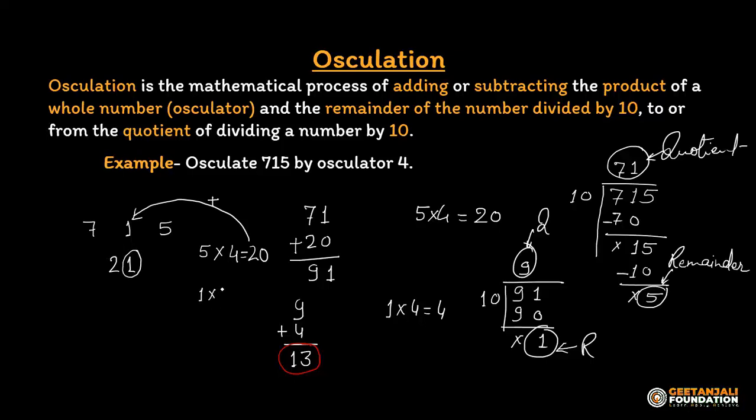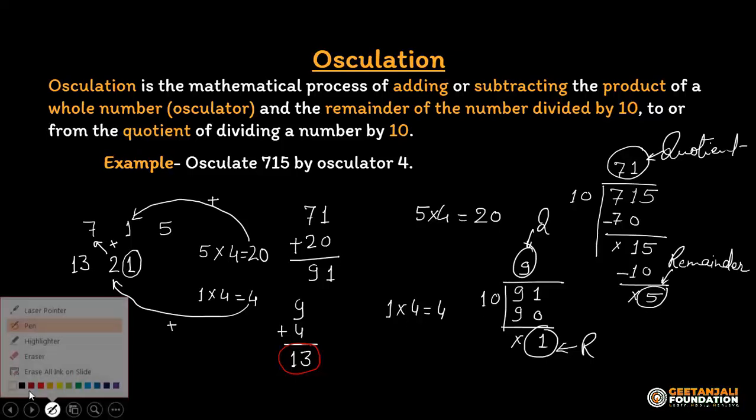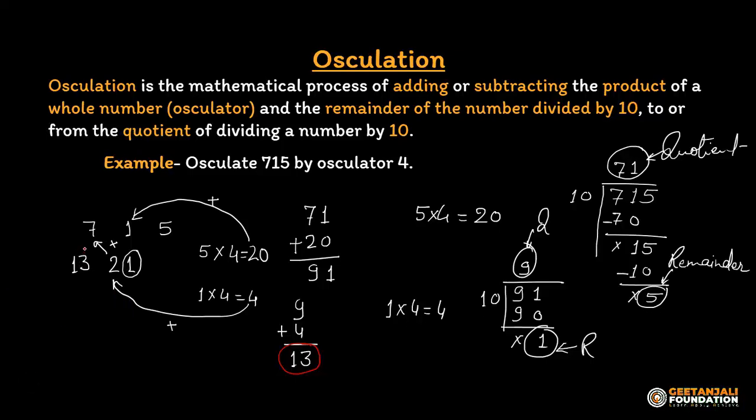You multiply this one with the oscillator, you get 4. Now you add this number to this number first. When you add this number here, you get 4 plus 2, 6, and then add this to 7. Again you will add this to 7, you will get 13 as your result. So this is your final result of oscillation. You can match this. This is the same.